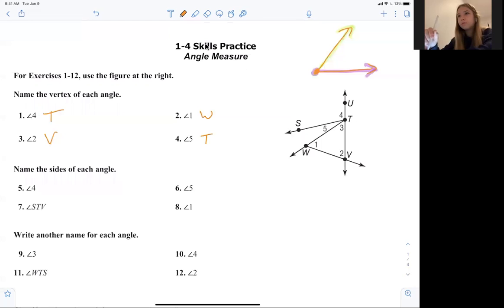Can I call angle 4 angle T? No. Could I call angle W just angle W? Yeah, because there's only 1 angle W, right? This is the only angle W we can be talking about. Does everybody agree with that? Hopefully you understand that.